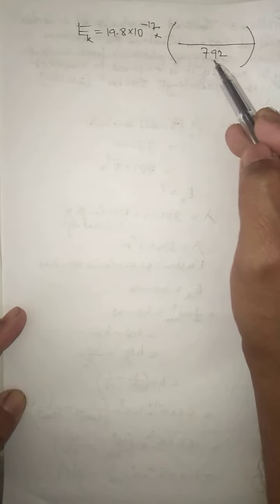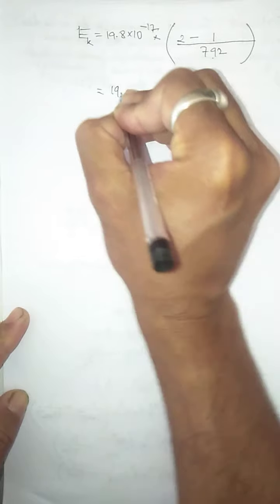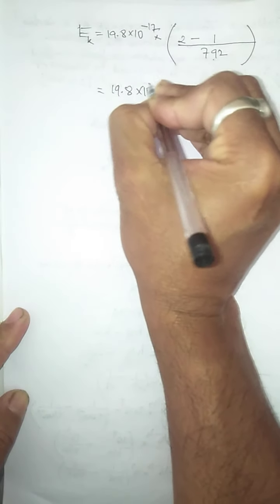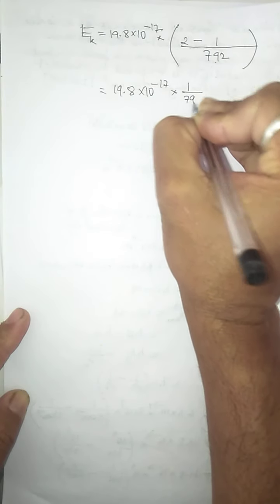Now 396 I divide into 792. It will be 2 as the quotient. 2 into 1 is 2. Minus, 792 divided by 792 is 1. 1 into 1 is 1. So it will be how much now? 19.8 into 10 to the power minus 17 into 1 by 792.